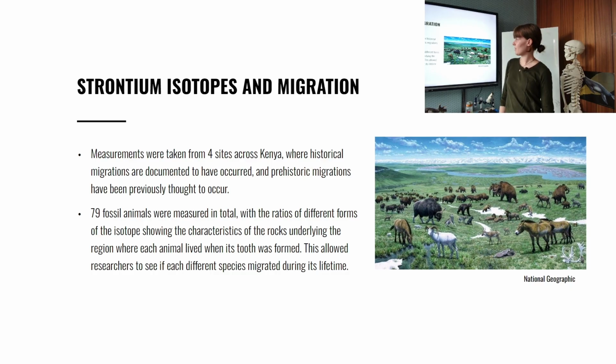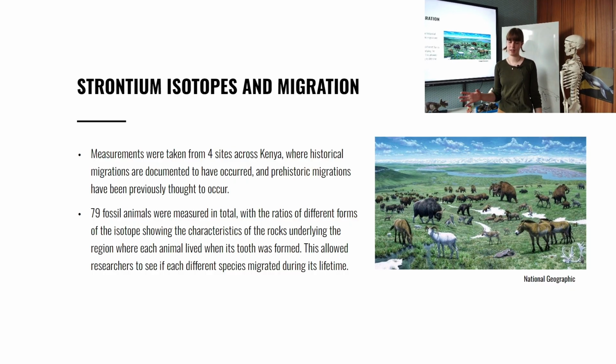So in this study, measurements were taken from 4 sites across Kenya. These were chosen where historical migrations are documented to have occurred, and prehistoric migrations have been previously thought to occur, although after this paper they're a bit unsure about some of those. And yeah, so it was 79 fossils in total, a range of different bovid-type animals. And they looked at the differences between the strontium isotopes.